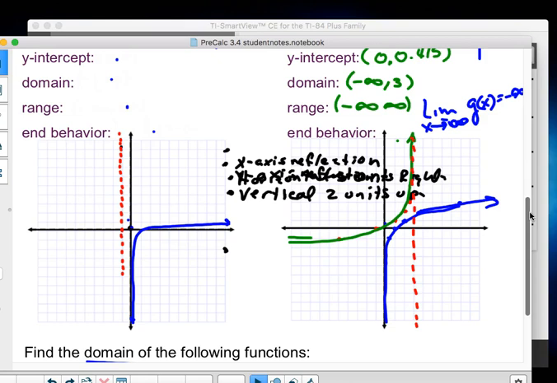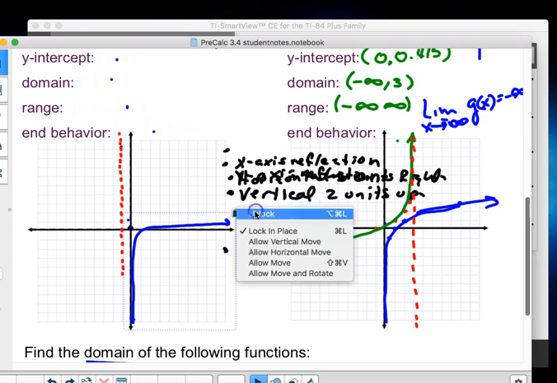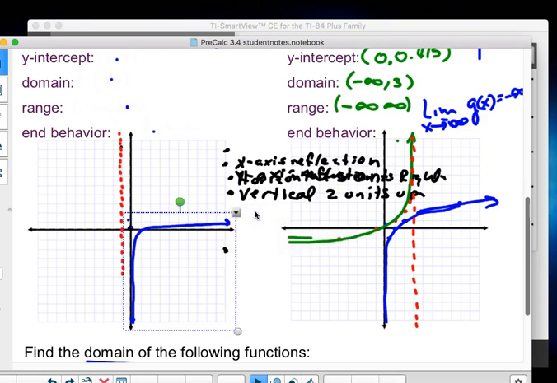You guys give this one a try. All I want you to do is come up with the parent function, and then manipulate the parent function. Please do that.